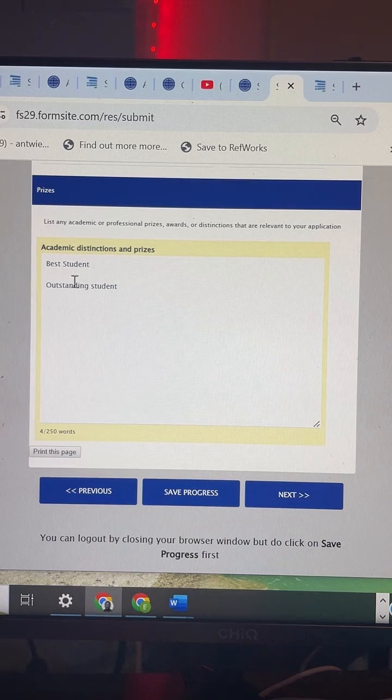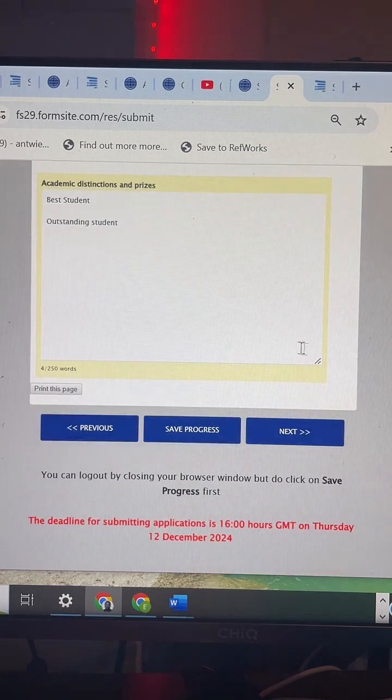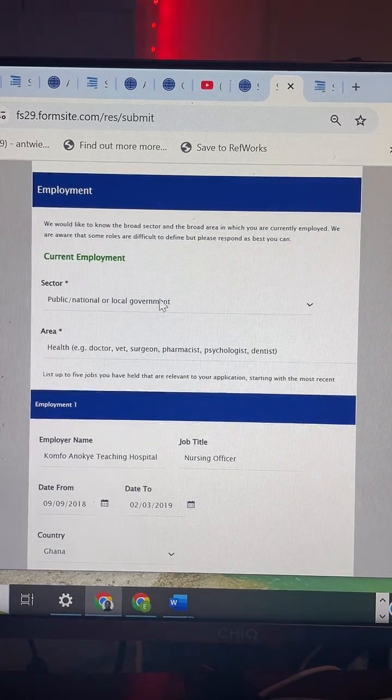So for the academic distinctions and prizes that you've got, you can just type in when you were best student and then the year, maybe outstanding student and a year. If you have any of these certificates to show for, then you can just type them in here. If you do not have any prizes and all that, then that is also fine. You can go ahead and move on to the next.